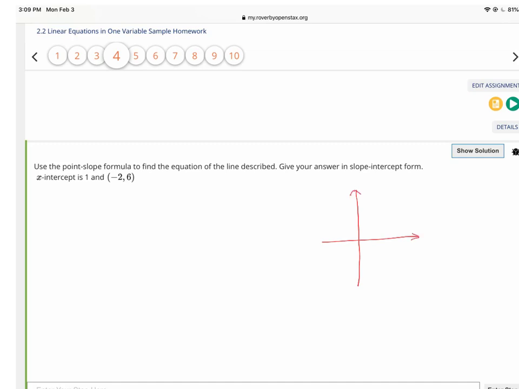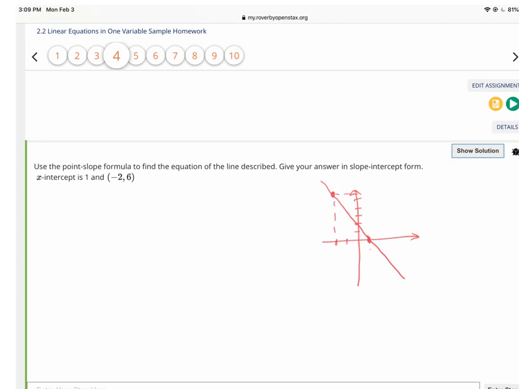So x-intercept is 1, right? So suppose this is 1. This is your x-intercept on the line. And the other point is -2 and 6. Suppose here, right? So this is another point. And therefore, this is the line that you're trying to find, okay?